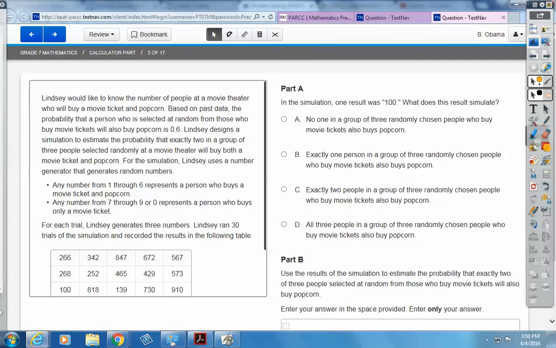All right. Lindsay would like to know the number of people in a movie theater who will buy popcorn and a movie ticket. Based on past data, the probability that a person selected at random from those who buy movie tickets will also buy popcorn is 0.6. So that means out of 10 people, 6 are going to buy popcorn and a movie ticket.